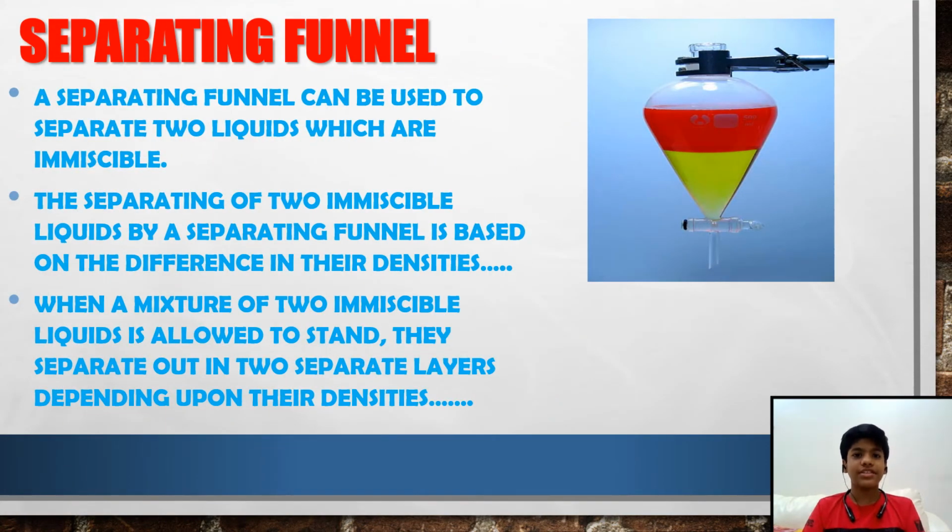The next method is separating funnel. When a mixture of two immiscible liquids is allowed to stand, they separate out in two different layers depending upon their densities. Separating funnel can be used to separate two liquids which are immiscible having different densities.